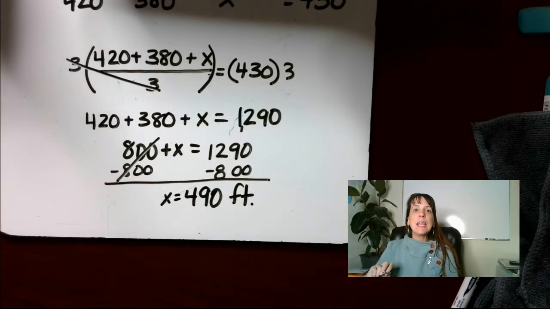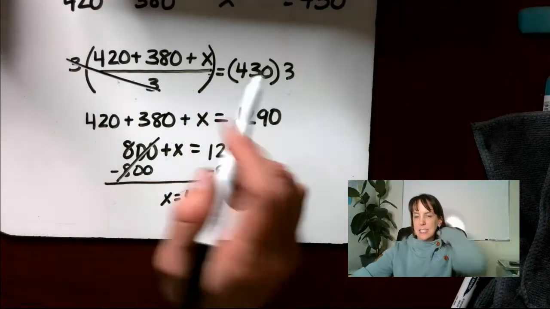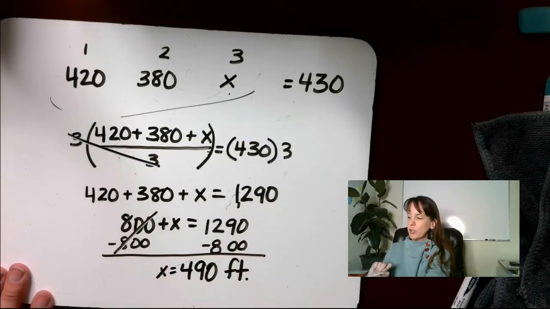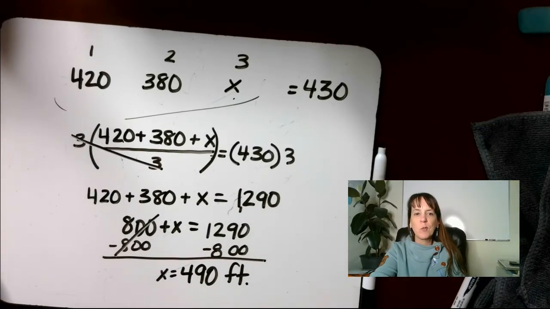So guys, this is a word problem, which means you need to end it in a sentence. The sentence should read, the height of the third building was 490 feet, because that's what it needed to be in order for the mean of all these to be 430. All right, guys, if you have any questions, let me know. Otherwise, great work, and we'll see you in class.